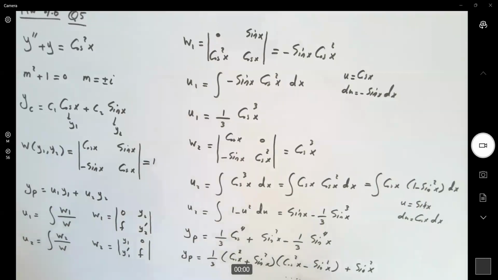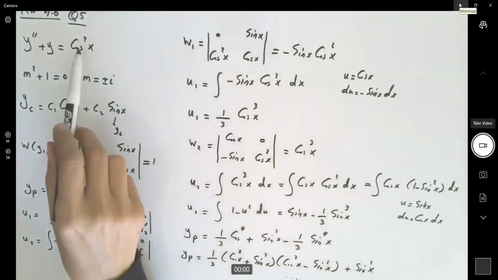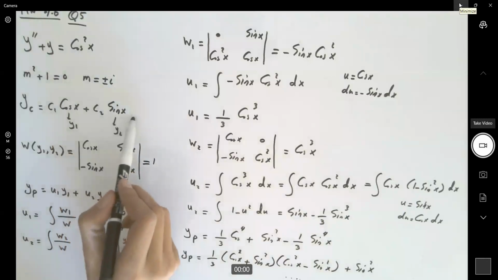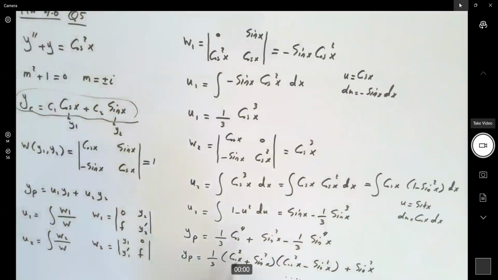You can simplify this more, and eventually, when the question says, hey, find the general solution for this differential equation, it's going to be yc plus yp after simplifying the whole thing.